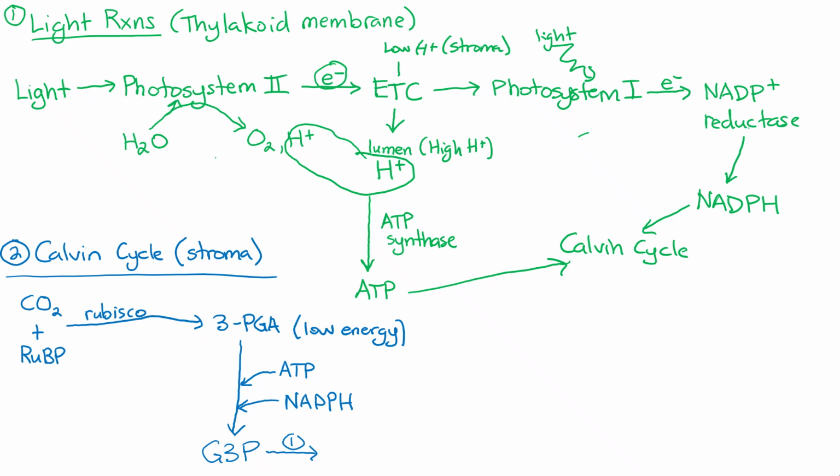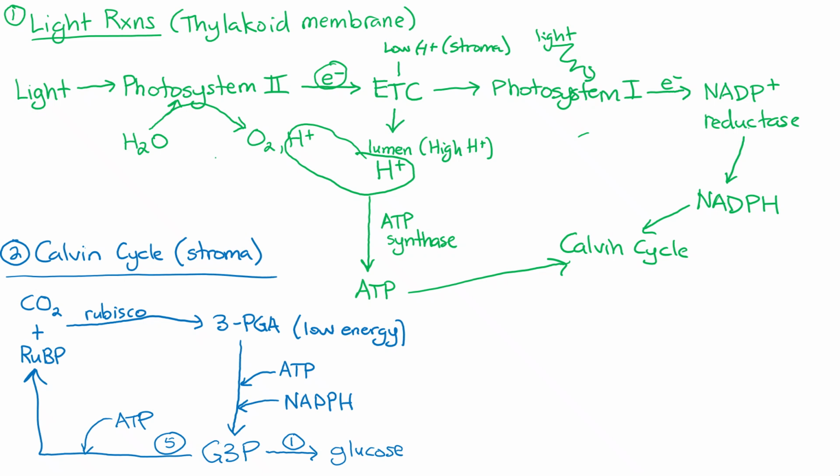So of the G3P, one goes to making glucose. The other 5 are used to regenerate RuBP by utilizing ATP.